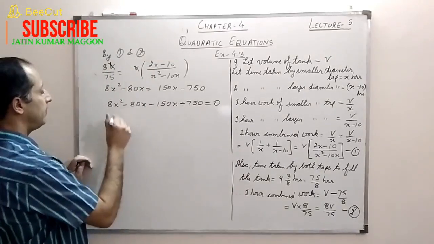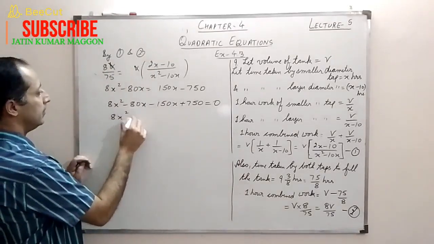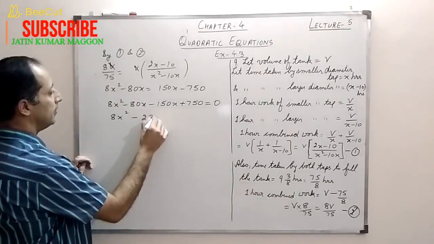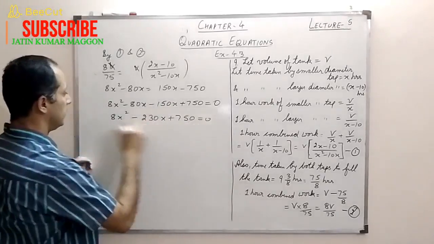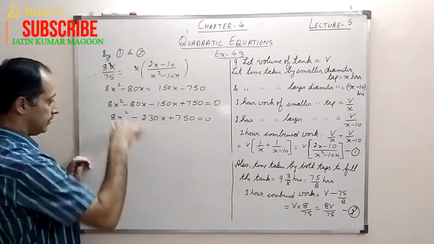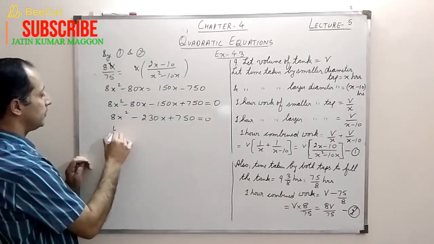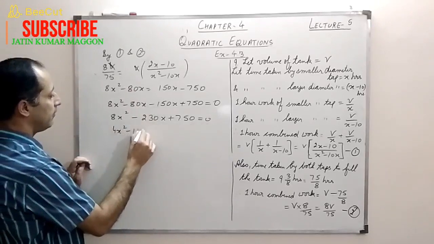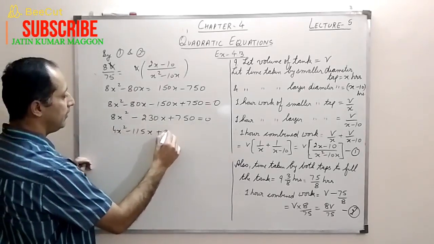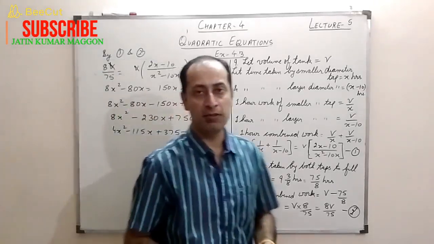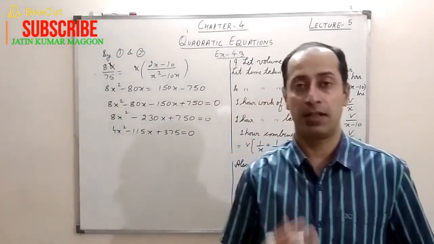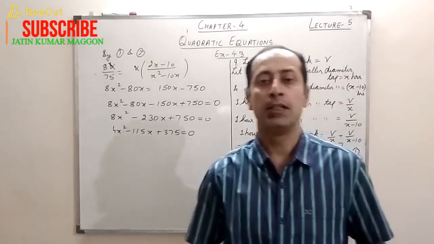Right? Now we simplify. This is 8x² − 230x + 750 = 0. 2 is common, lower term, standard form. This is 4x² − 115x + 375 = 0. So now it's your choice. You can do it by any of the methods. You can factorize if you can find the factors, or you can also apply the quadratic formula.